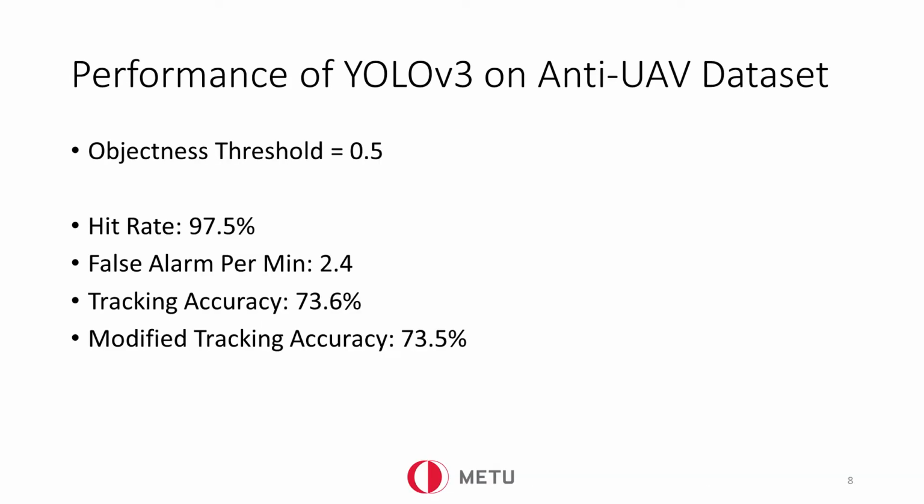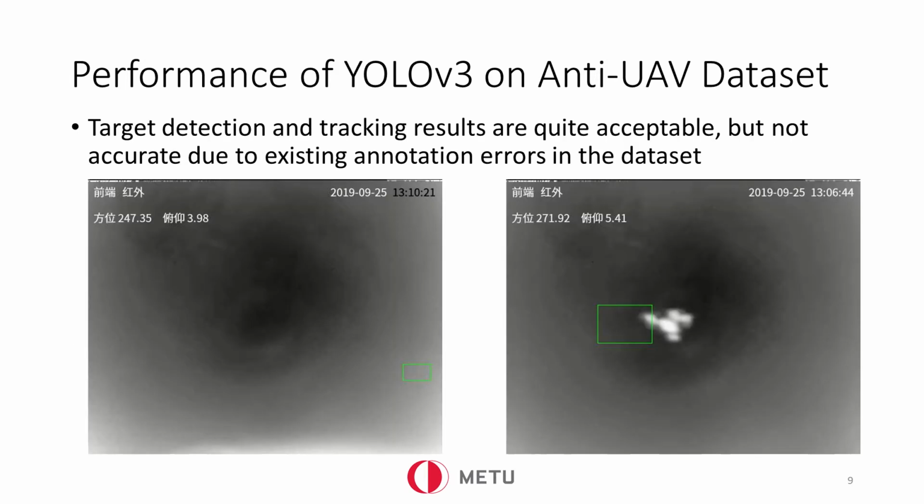Now, let's have a look at the results. When we fixed the objectness threshold to 0.5, we get a 97.5 hit rate, whereas the network gives 2.4 false alarms per minute. Tracking accuracy and modified tracking accuracy are close to each other in this case, around 73.5%. Although the results of the training are quite good, we have found there exist some annotation errors in the dataset, like the ones you can see here.